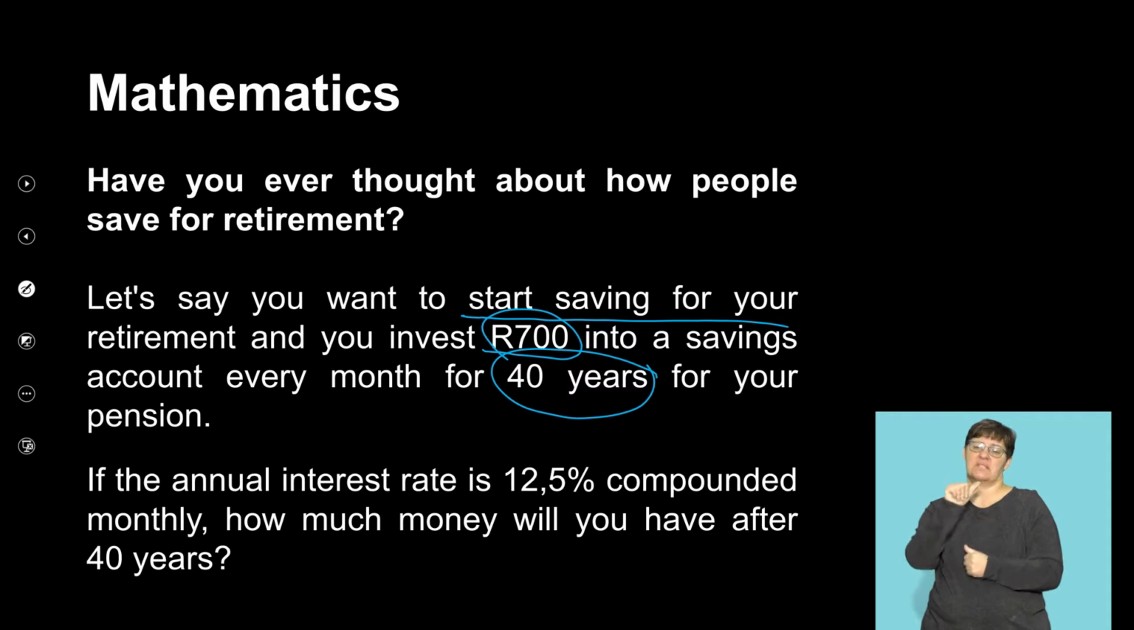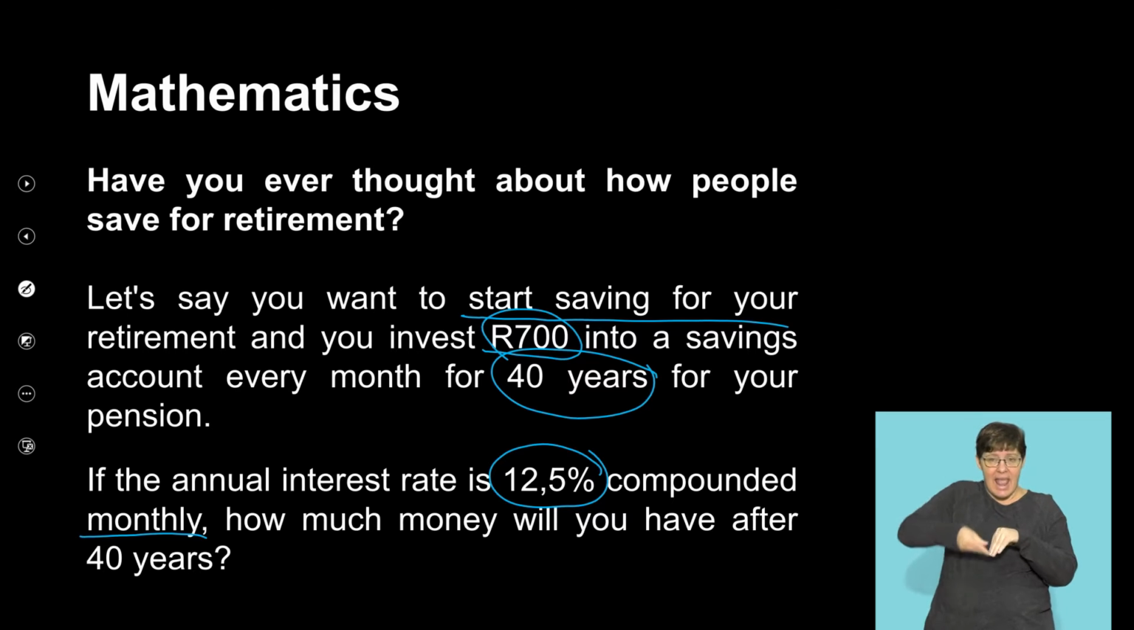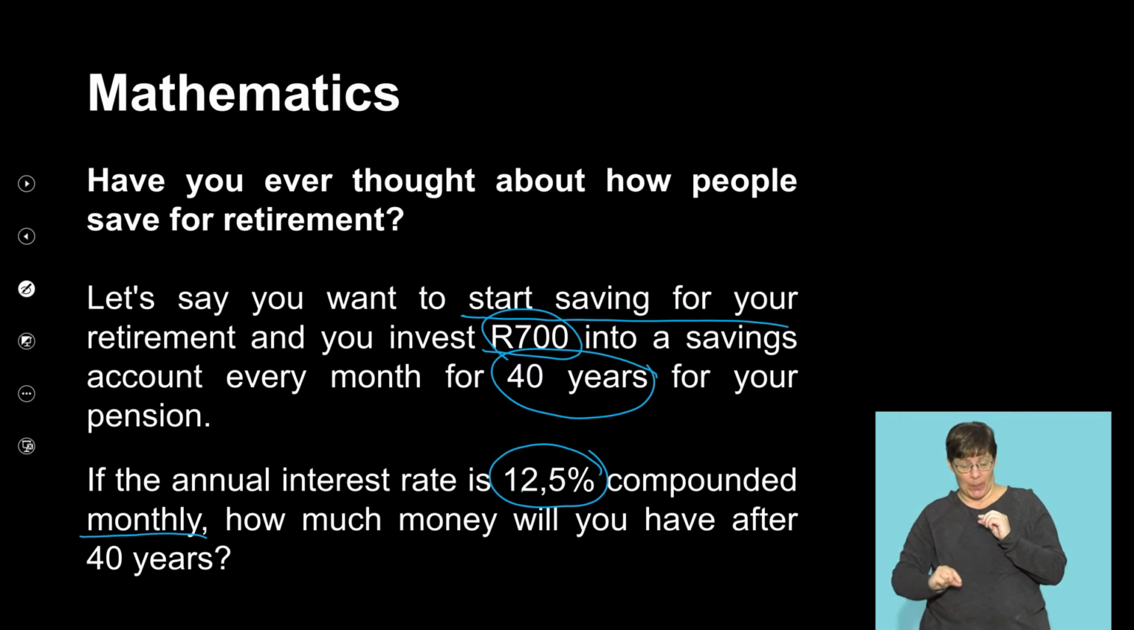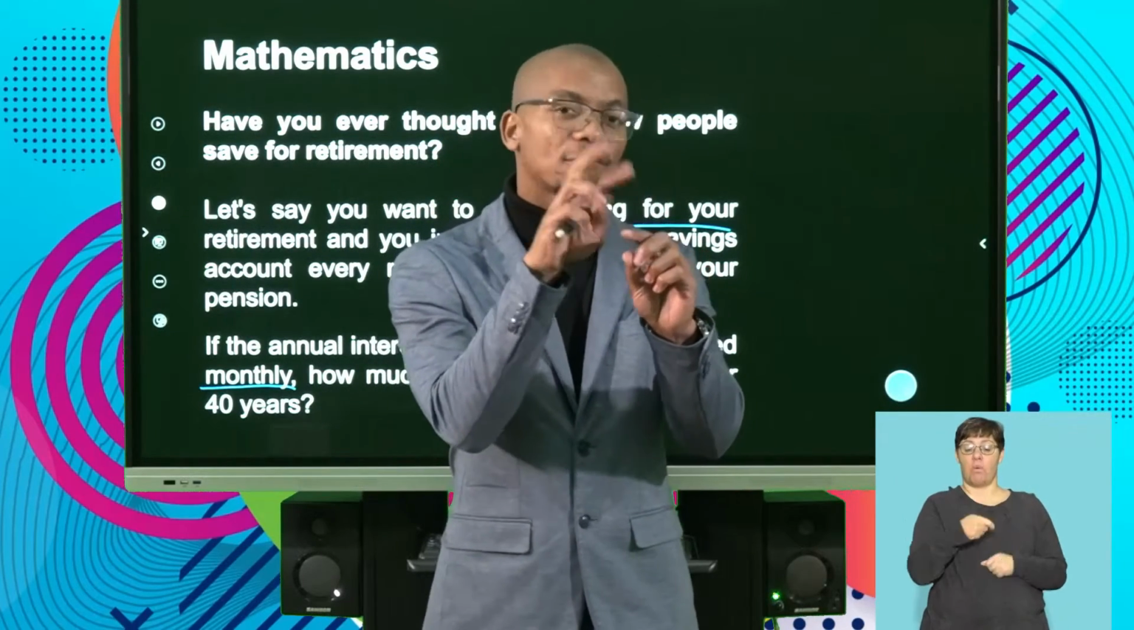If the annual interest rate is 12.5% compounded monthly, it means that you are getting this 12.5% divided into small portions that they're going to give to you on a month-to-month basis. Not that. So let me please explain this. It does not mean that every month you are getting 12.5%. No.